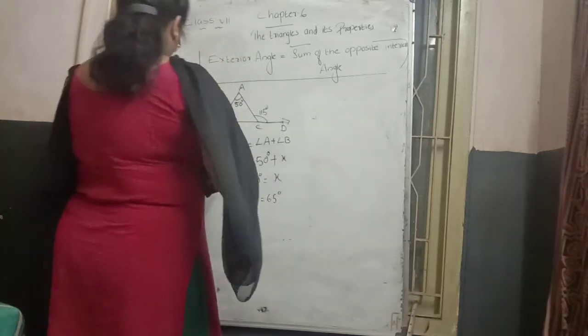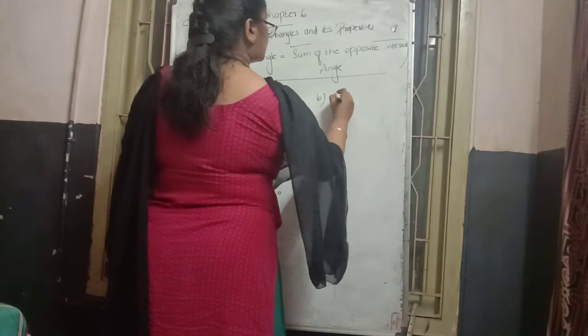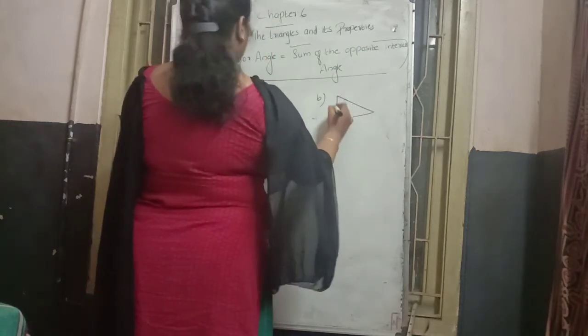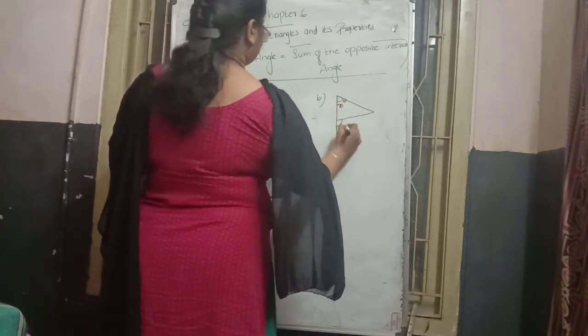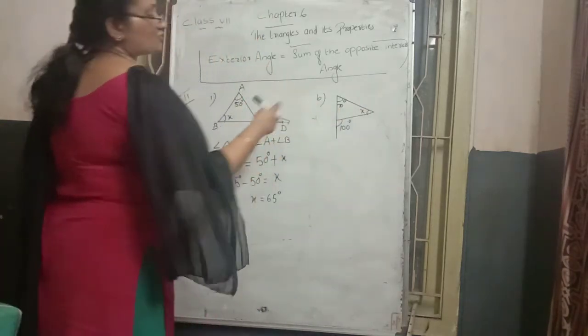Another question says like this. Here the diagram is given in this way. They mark here 70 degrees, then the outside part 100 degrees, and this part x. In this way it is given. How do we find it here?